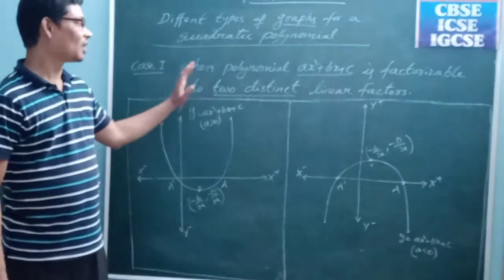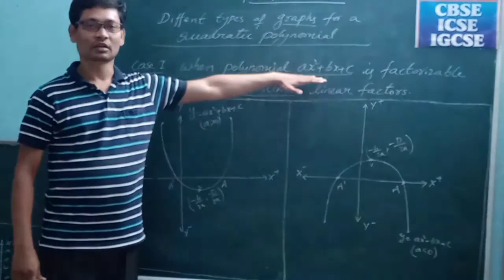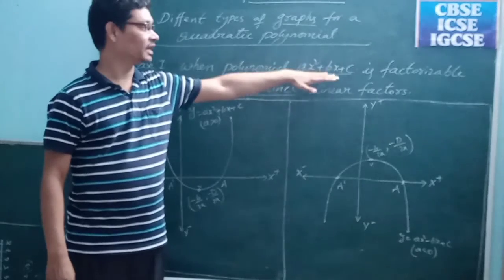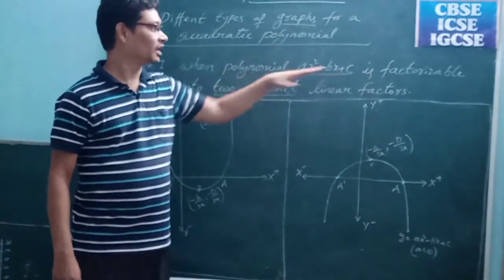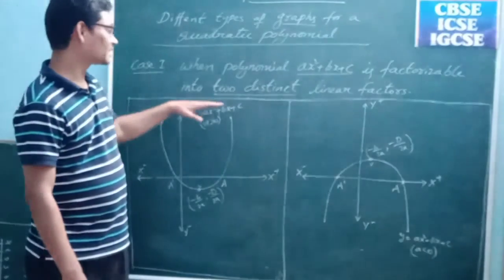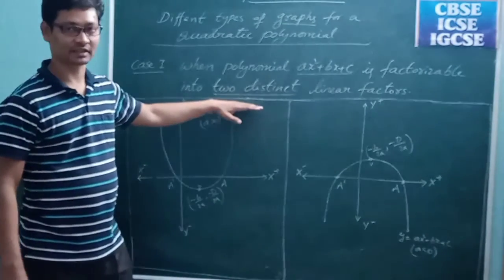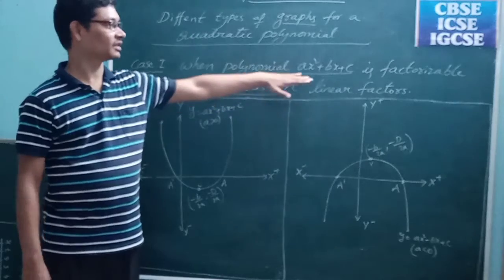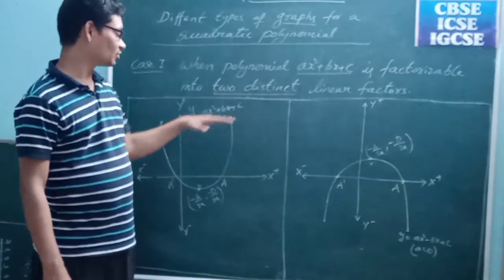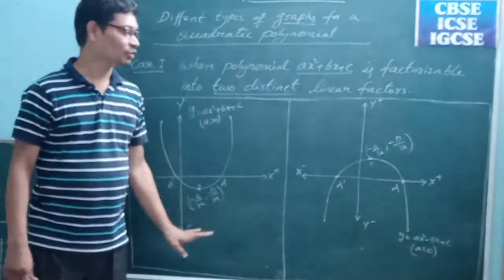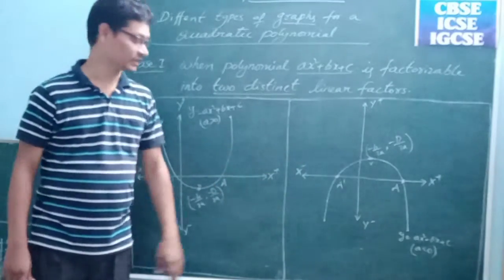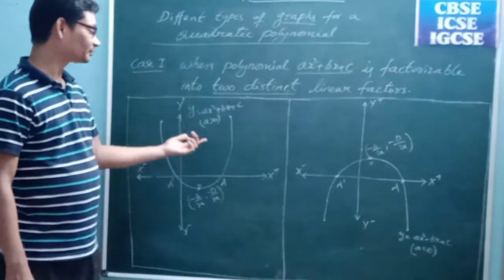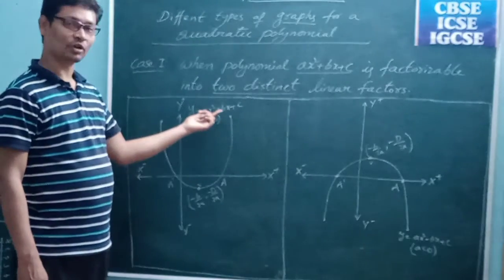In case 1, when the polynomial ax square plus bx plus c, a quadratic polynomial, is factorizable and it has two distinct linear factors, two different factors, then in that case you may get a graph like any one of these. So when will you get this type of graph and that type of graph?